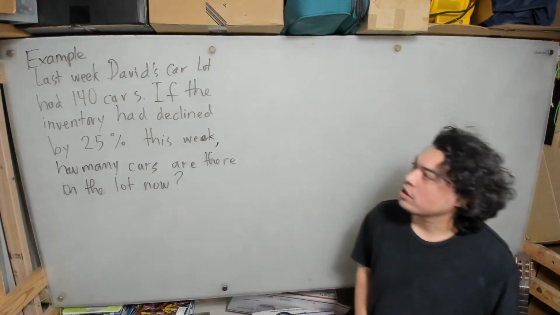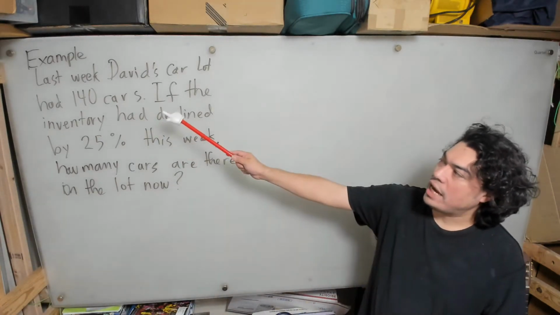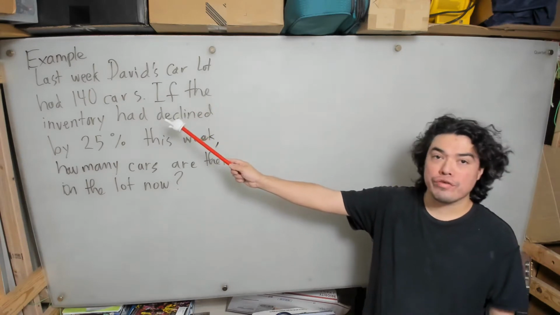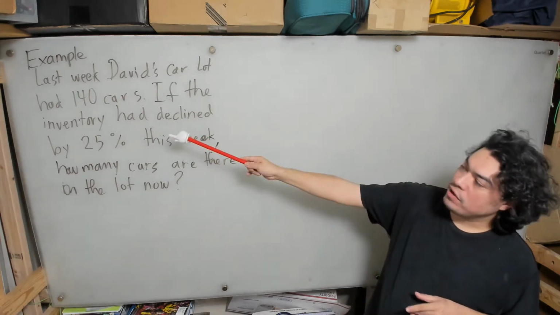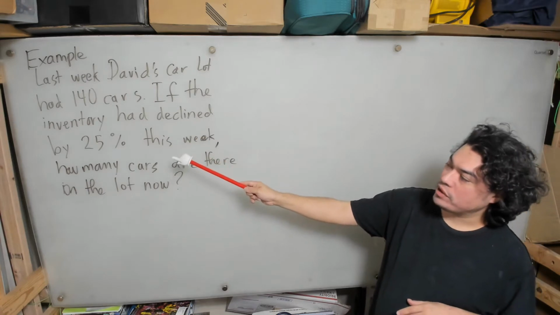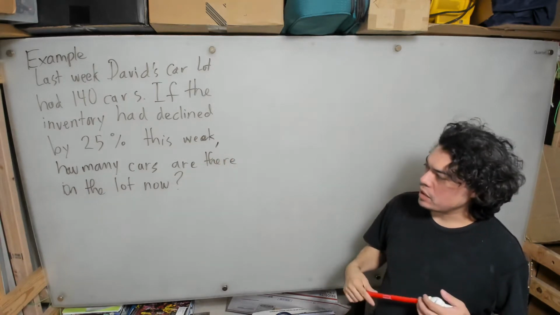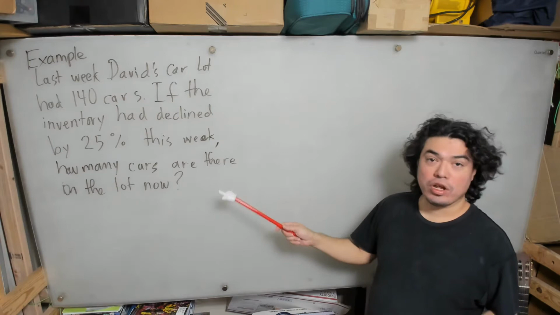Hello. So now we're going to do this example. Last week, David's car lot had 140 cars. If the inventory had declined by 25% this week, how many cars are there on the lot now?